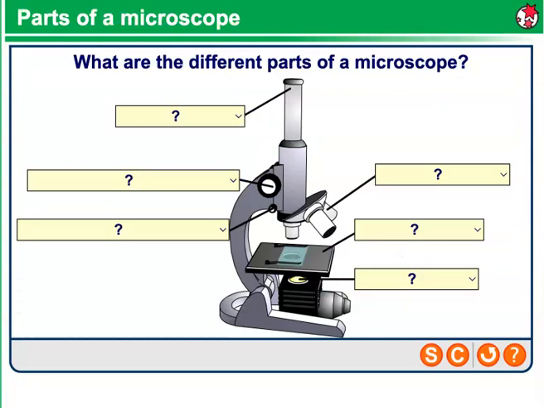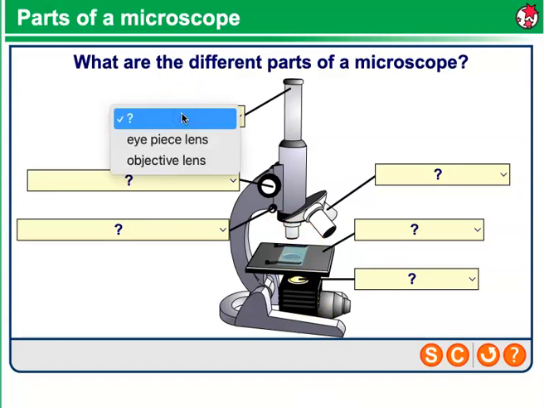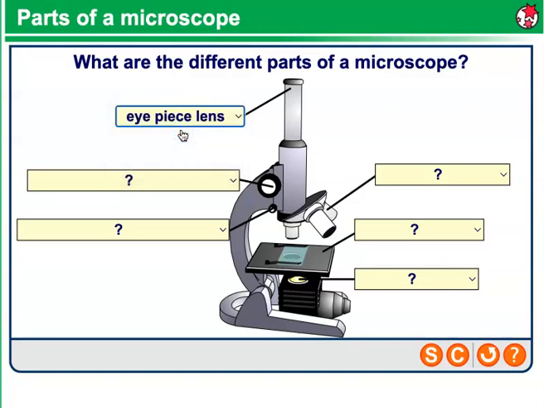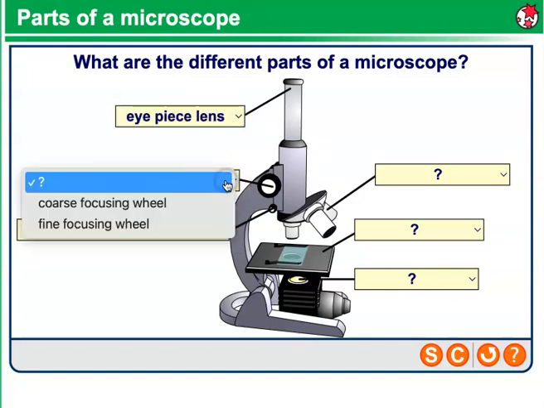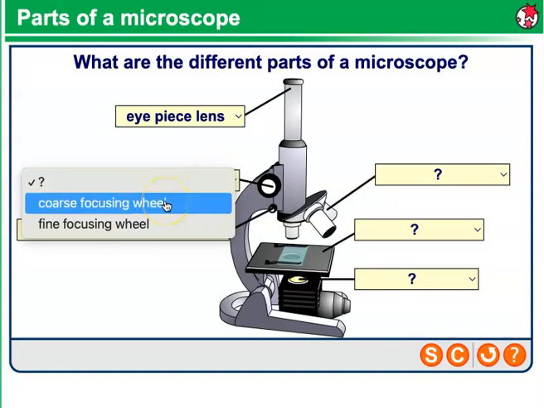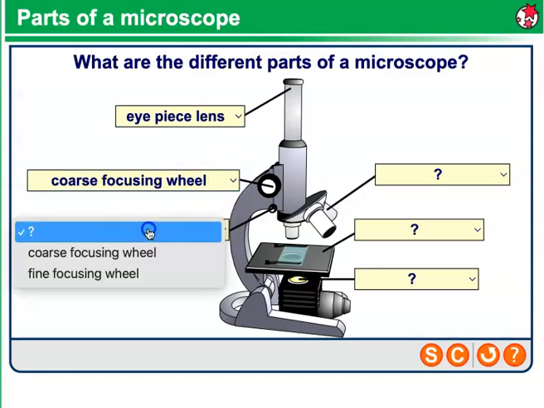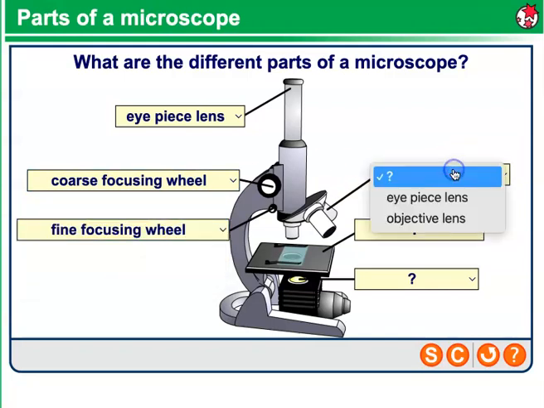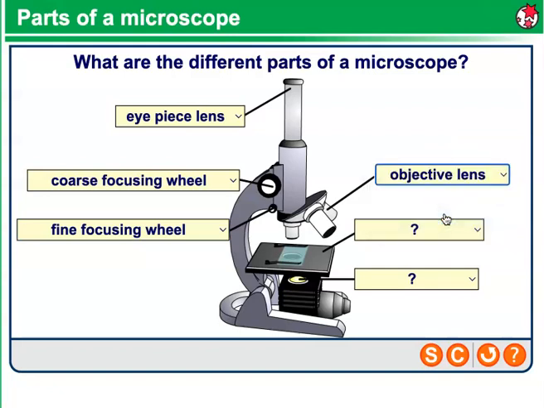So let's explore some of those parts of a microscope. This, on top, is the eyepiece lens, also known as the ocular lens. Right here is the coarse focusing knob, followed by the fine adjustment knob. Our objective lenses can be rotated into place to allow for different magnification. Recall that the revolving nose piece allows for that to happen.